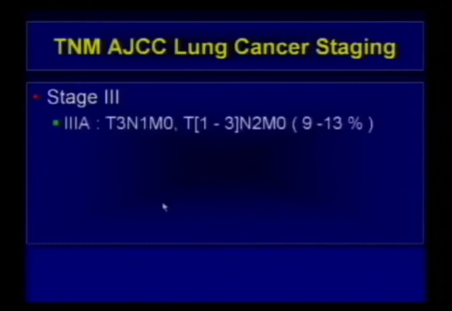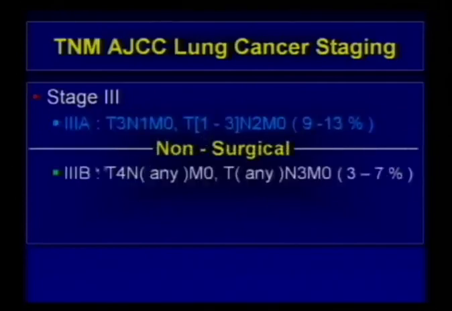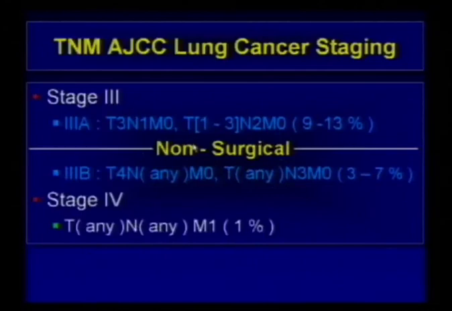Stage 3 has a 3A and 3B. T3, N1, and T1 through 3, N2. So as soon as you go N2, you're automatically getting into that stage 3 category. And then non-surgical disease is 3B, which could be any T4 lesion, and any N3 lesion, so contralateral mediastinal lymph nodes. Of course, stage 4 is metastatic disease. So this is usually where surgical therapy is decided yes or no.